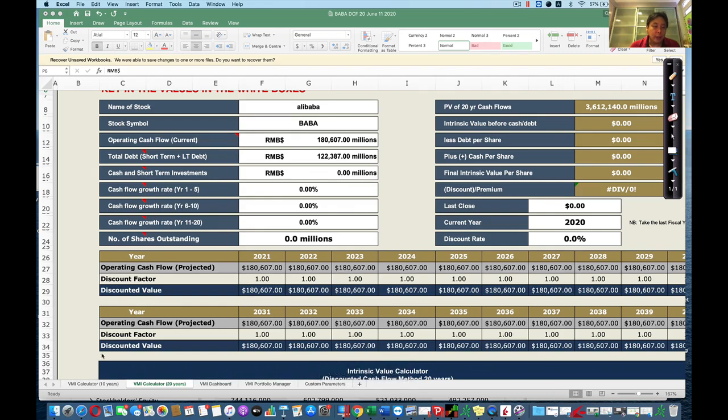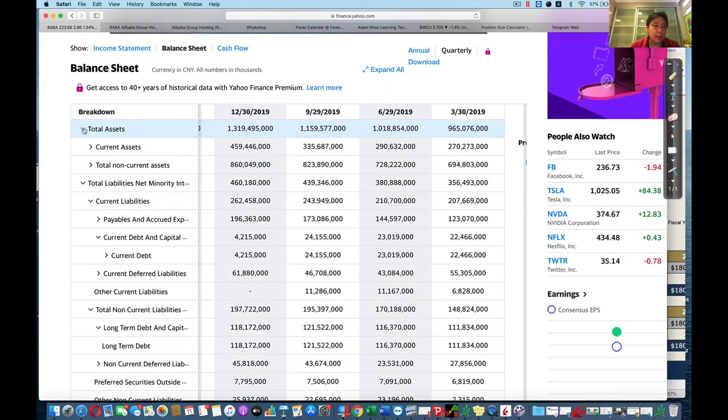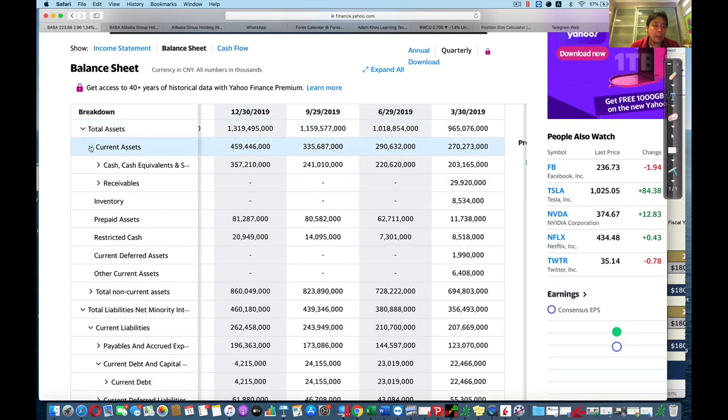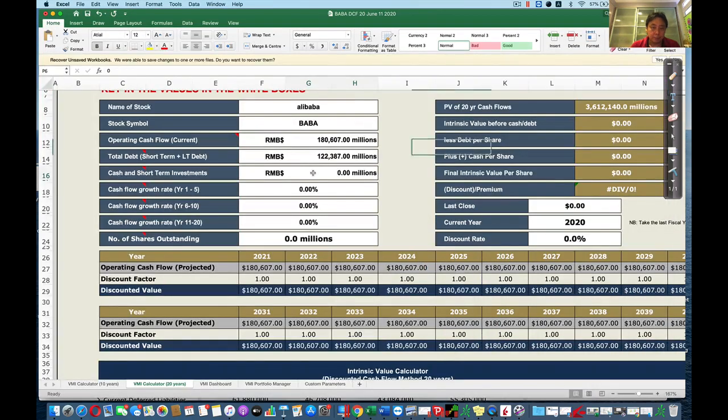Next, how much cash do they have? So cash will be under assets. Under current assets, total cash 357,210. Okay, under cash equivalents and short-term investments, 357,210. Boom.